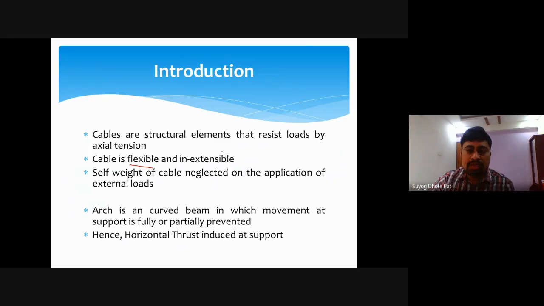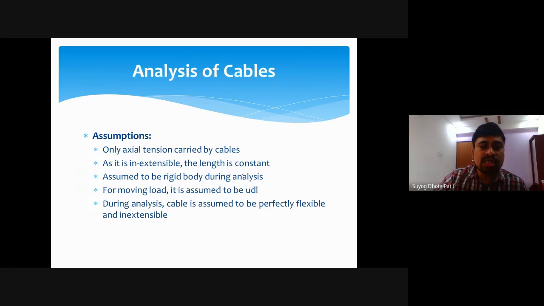If we consider two supports and a cable between them, and vertical gravity loads applied on it, the cable will be under tension: this side is pulling towards this side and that side towards the other. Though the layout between the two supports is horizontal, there will be some sag, because of the flexibility of the cable. The cable is flexible in nature, but during this analysis we consider it a rigid body.